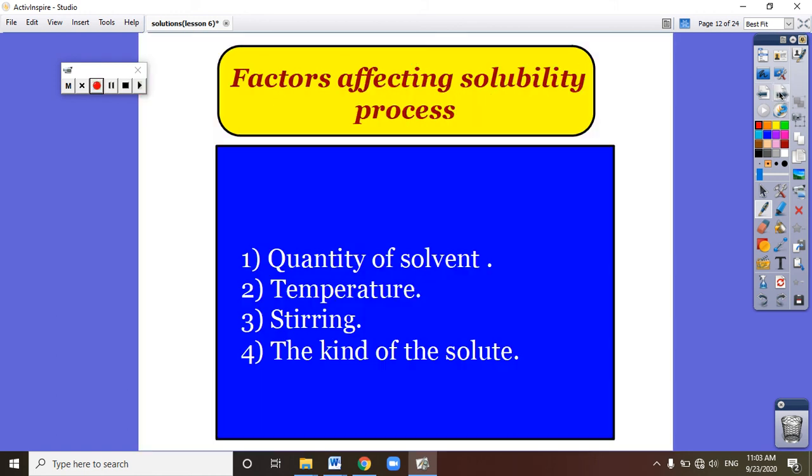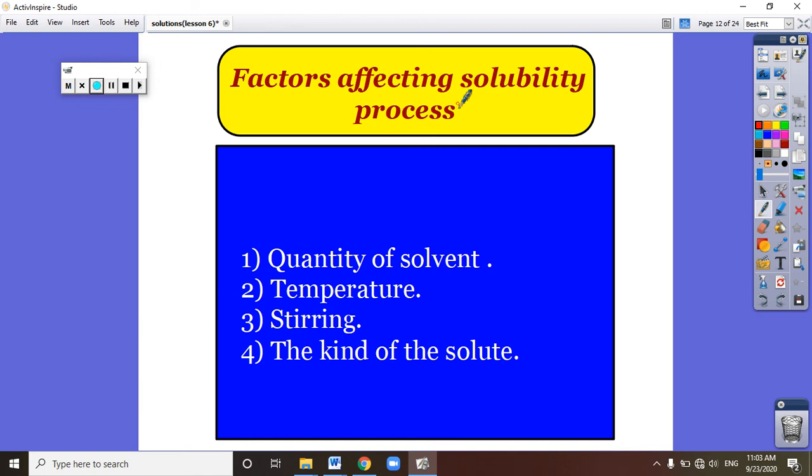Now we will take the factors that affect the solubility process. What is the meaning of that? There are some factors that affect the solubility process. What is the meaning of affect the solubility process? It can make it happen fast or slow, it can make the speed of the solubility increase or decrease. So these factors can increase the solubility process or decrease the solubility process.